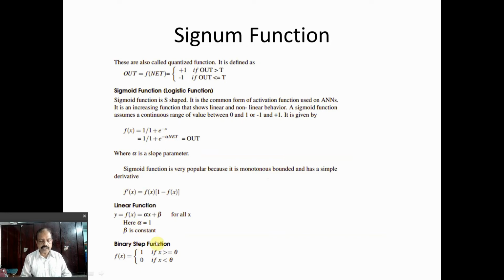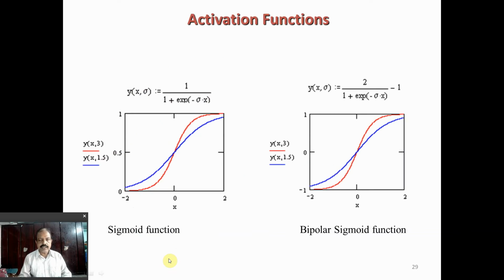Then we have the binary step function. In the binary step function, when x is greater than or equal to the threshold value theta, then it is 1. In all other cases it is 0. So like that we can have, and you can see some other activation functions here also. This is a sigmoid function. I told you it looks like an S.